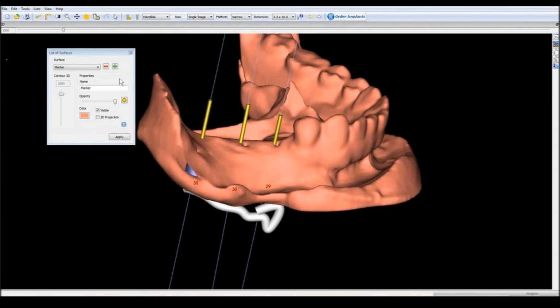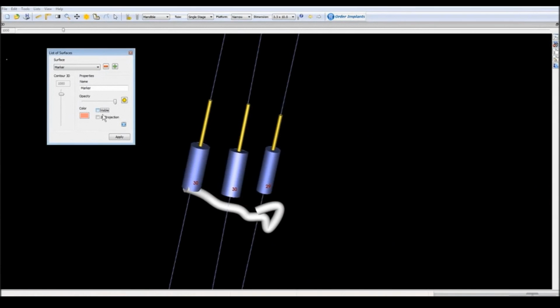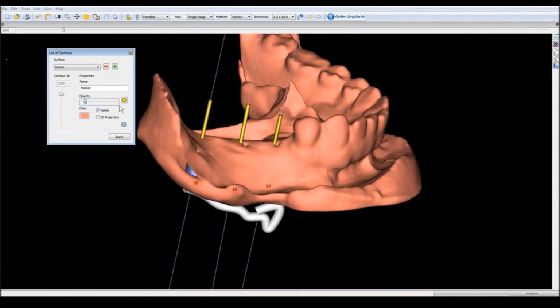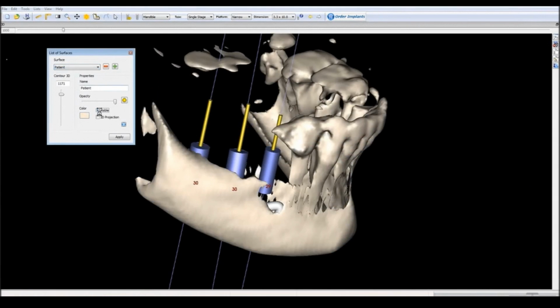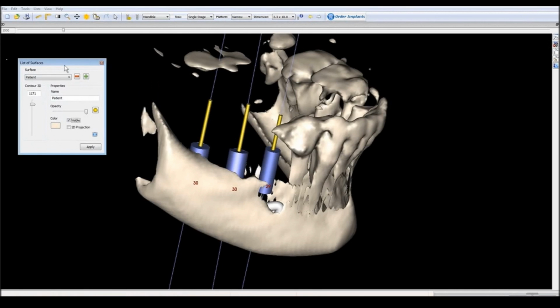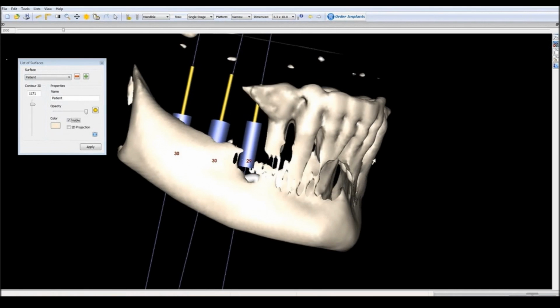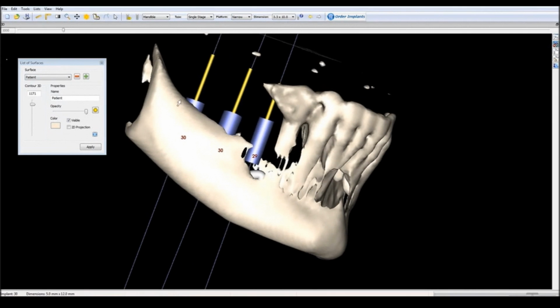And then finally, well, I'll get rid of this and bring in the patient scan. With the patient scan, you can control the density threshold. So you can make the bone go away but retain the roots.